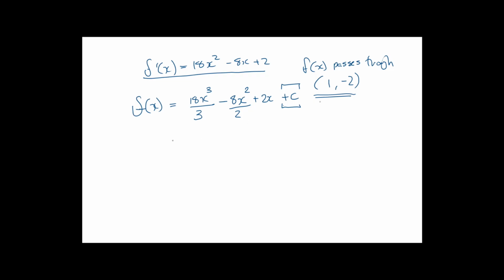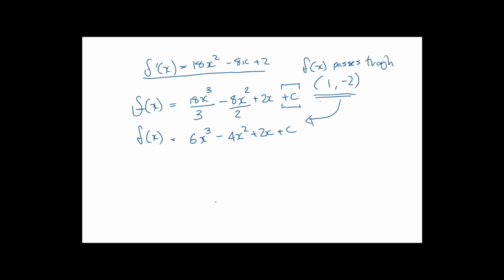Okay, let's simplify it a little bit more. 18 over 3 is 6x cubed. 8 divided by 2 is 4 plus 2x plus c. So f dash of x, slightly less flamboyant f there, is that. Now we need to do that. How are we going to do that?